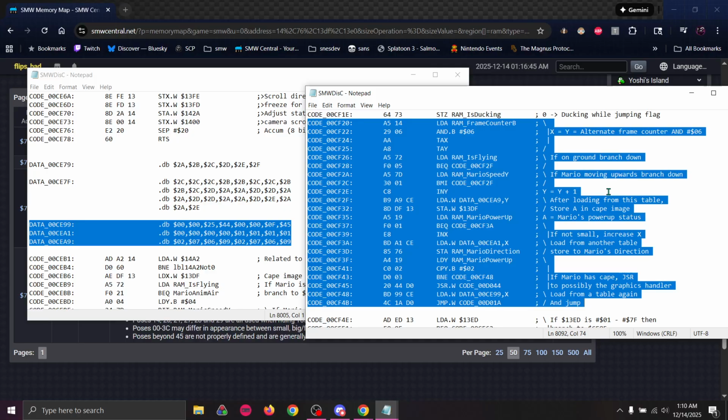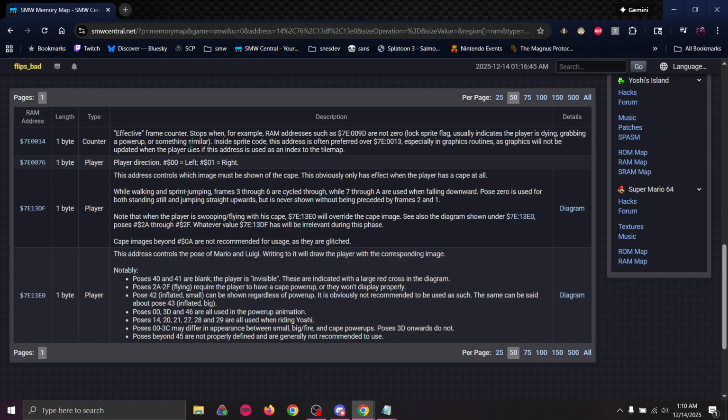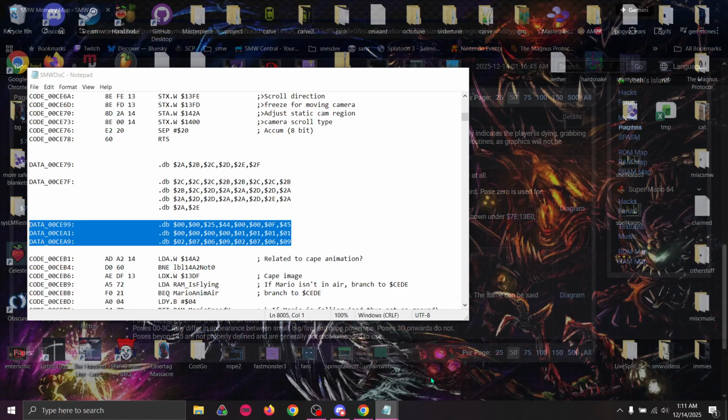But frame counter B is address 14, which is an effective frame counter, and this is important for later because the effective frame counter pauses when the game is paused, or if the screen is scrolling, or if sprites are otherwise locked for some reason. So unlike address 13, which is a global frame timer that's always ticking, this one can be stopped by pausing, and that's a distinction that we'll come back to at a future time.